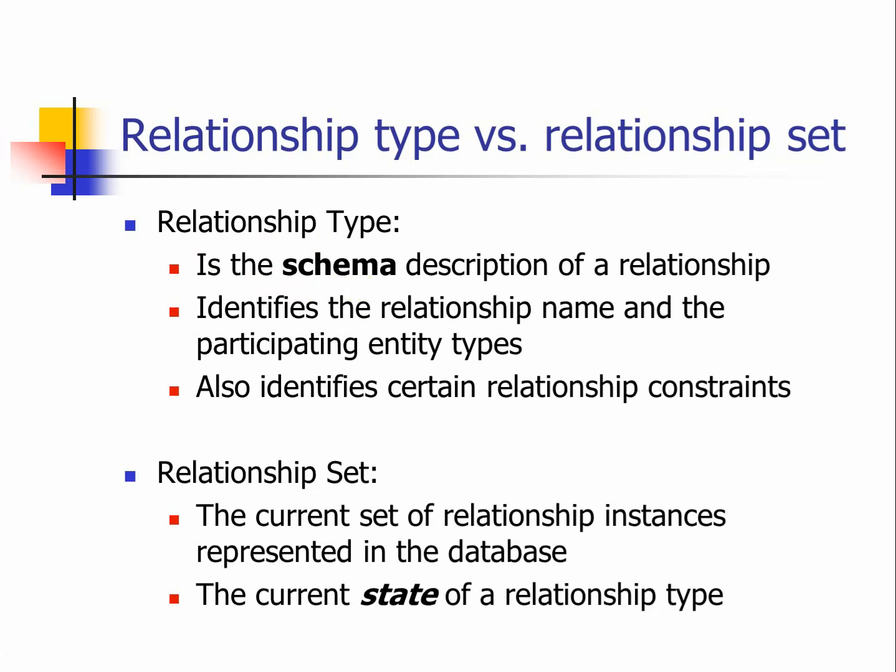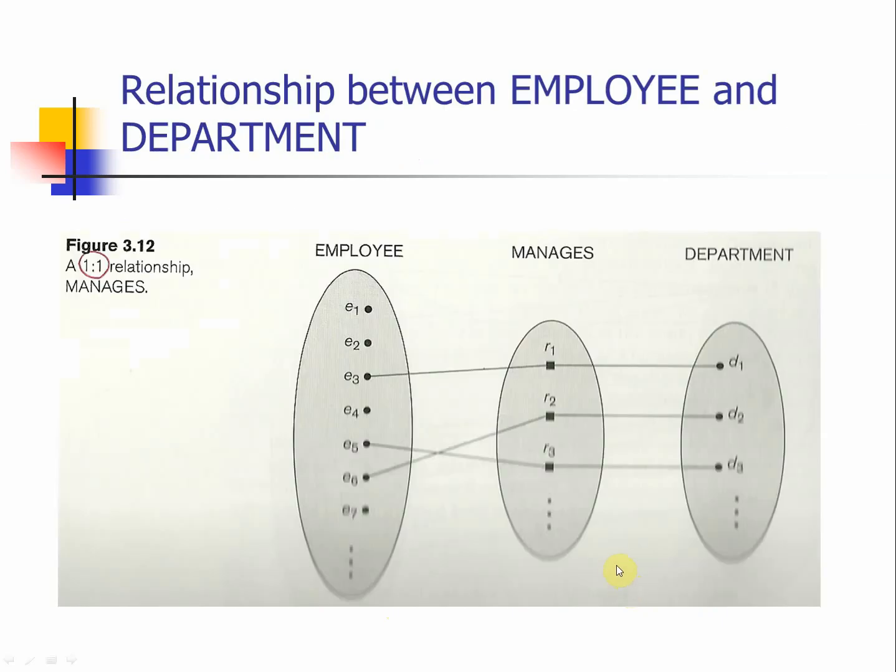As to employee number 1 works for research department, employee number 2 works for administration department, those kinds of instances are considered as relationship set, which means the current set of relationship instances. So those are the real examples, real people, or real conceptual definitions that exist for the relationship. So the current state of the relationship type indicates who works for what department, as an example. If we take a look at this picture, it clearly defines the schema over here.